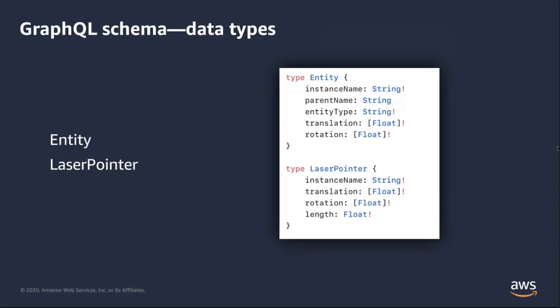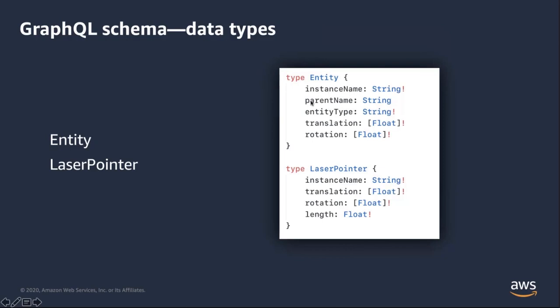So obviously, one of the most important data types in Sumerian is an entity. I described an entity with just 5 properties here. As I mentioned previously, every entity has a position in space, represented by this translation property. It has a rotation, which tells what direction it's pointing, represented by this rotation property. And every entity also has a unique ID, which is what this instance name is.